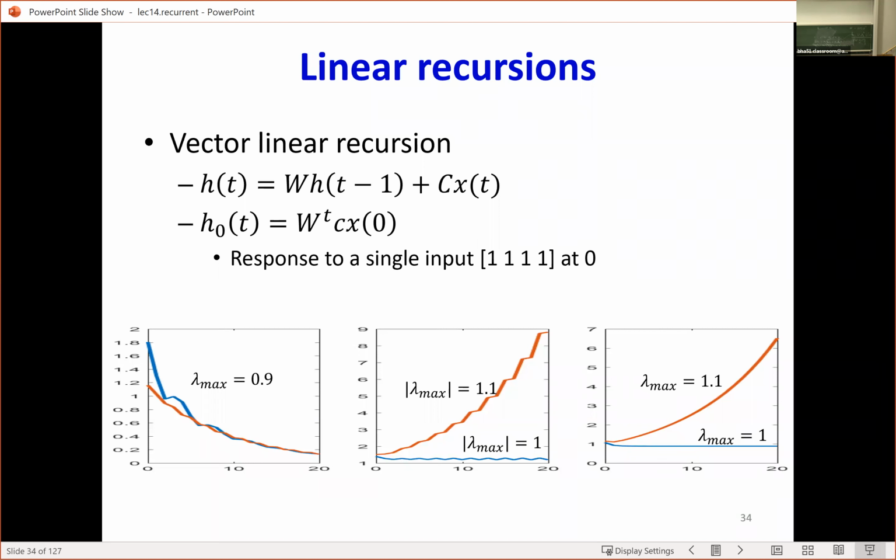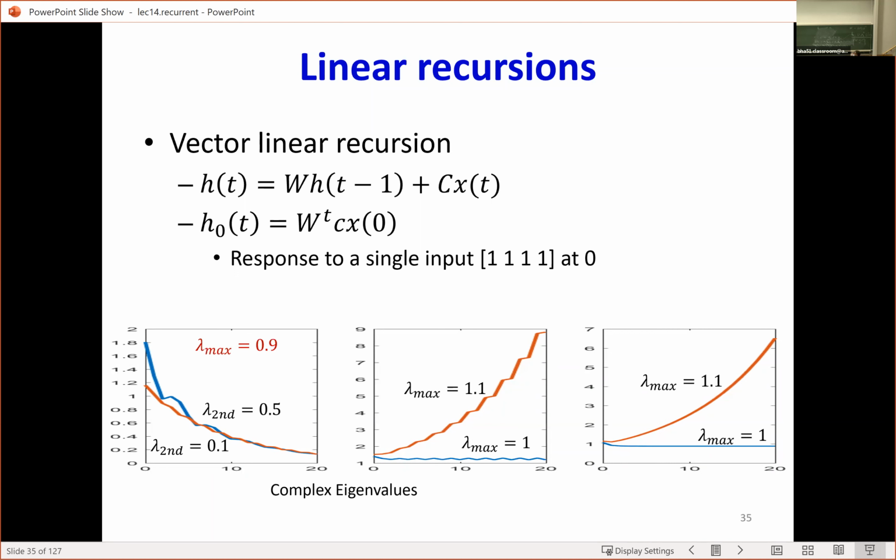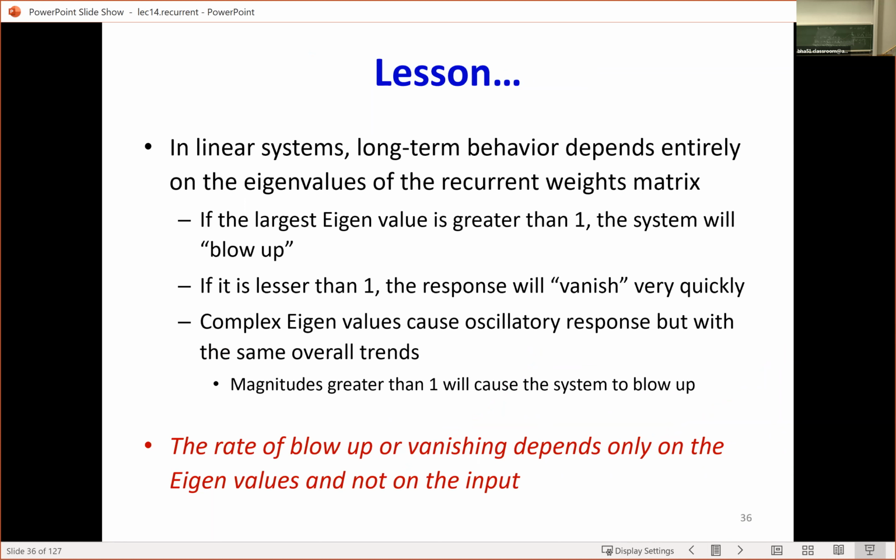Complex eigenvalues will just cause an oscillation around the central point, right? And if they're completely real, you're going to have behavior like the thing to the right. So you can see that in order to analyze the response of this model, if the hidden activations are linear, the long-term behavior depends entirely on the eigenvalues of the recurrent weight matrix. If the largest eigenvalue is greater than 1, the system is going to blow up. If it's less than 1, the response will vanish very quickly. Complex eigenvalues can cause oscillatory response, but with the same overall trends.